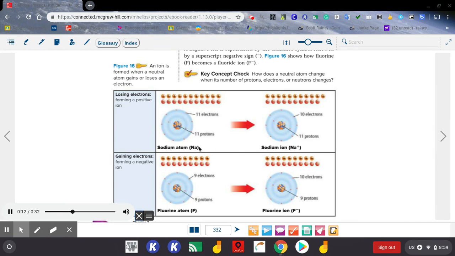An atom with a positive charge is called a positive ion. A positive ion is represented by the element symbol followed by a superscript plus sign. For example, Figure 16 shows how sodium, Na, becomes a positive sodium ion, Na+.